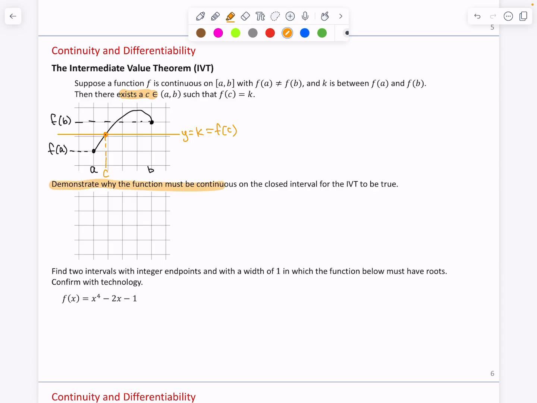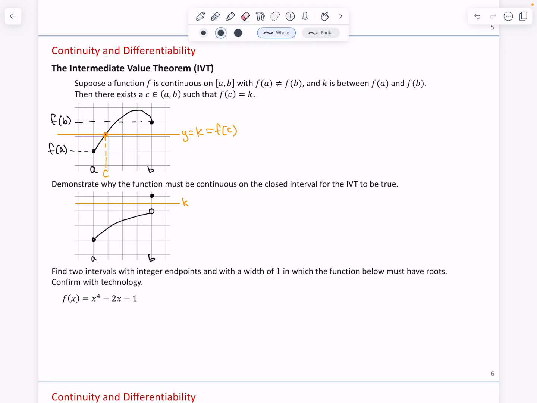Now, to demonstrate why the function must be continuous on the closed interval for the intermediate value theorem, or IVT, to be true: what if the function is continuous on a half-open interval, such as this, but maybe f of b is up here? In this case, you could find a k value that's between f of a and f of b, but which never intersects the function. This is why continuous on the closed interval is a requirement for the intermediate value theorem to apply.